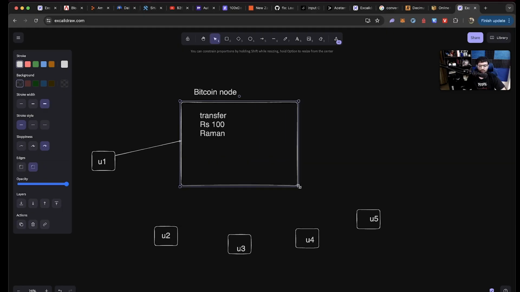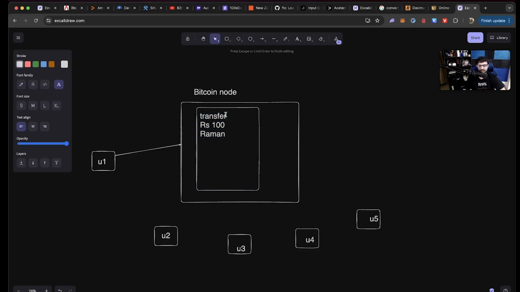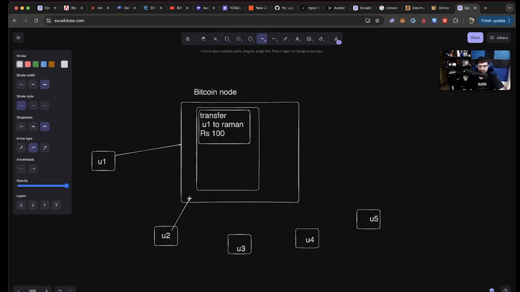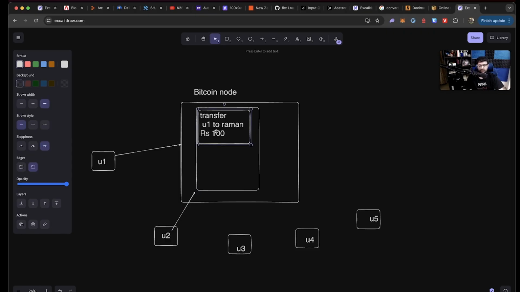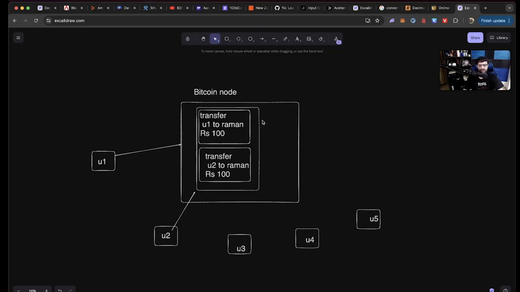This Bitcoin node now needs to join multiple such transfers. This person might have said, "Transfer from U1 to Raman rupees 100." That is the first transaction. This U2 might have said, "I also want to transfer." So the Bitcoin node will be like, okay, let me merge multiple transactions. I received this one transfer request. I received this other transfer request. I will merge these transactions into what's called a block.